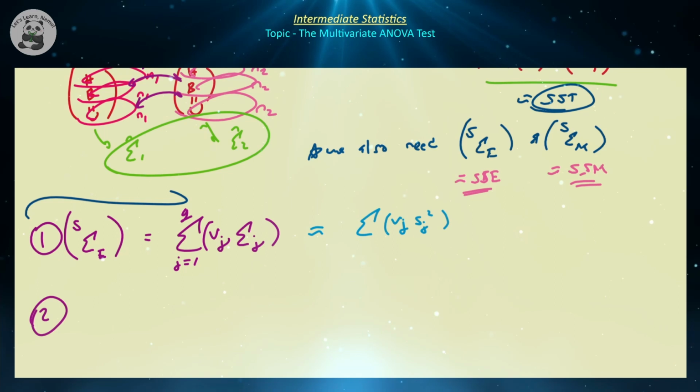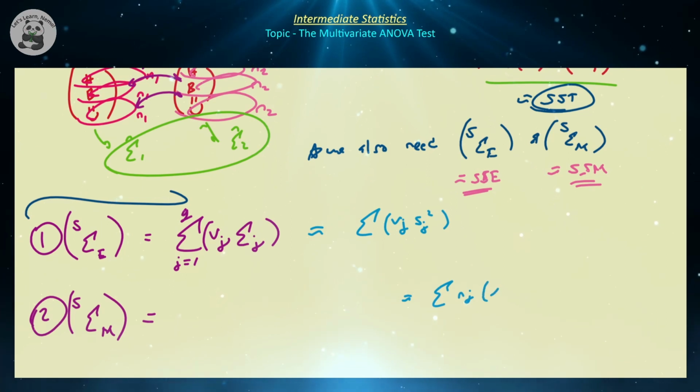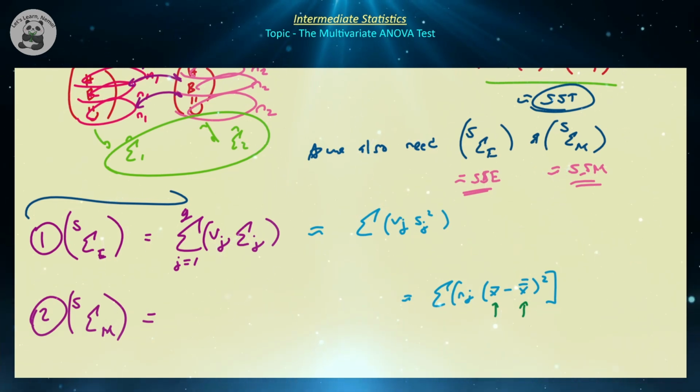And then for the other matrix, S sigma M, or SSM matrix, this is going to be equal to what? So if we want to build something similar to nj times x bar minus x bar bar squared, we cannot square vectors, because x bar is going to turn into a vector, x bar bar is going to be another vector, and a vector squared is not typically well defined. So that's going to be turning into, for example, UTU or UUT, depending on the object that we're actually aiming for.